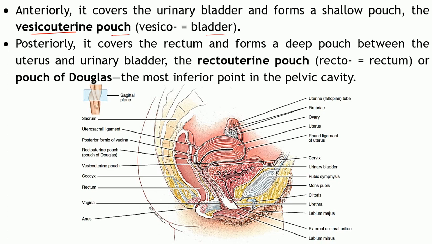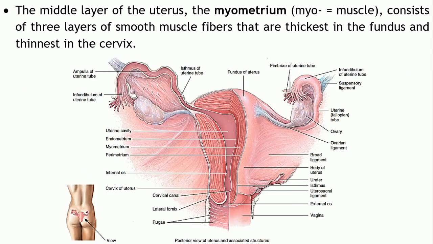The same perimetrium also forms another pouch posteriorly, as it forms a fold over the rectum. This is the rectum, right? So here again one more fold is formed, and that is known as the recto-uterine pouch. Recto means rectum, or it is also known as the pouch of Douglas, which is the most inferior point of the pelvic cavity. So this has to do with the perimetrium, which is the outermost layer of the wall of the uterus.